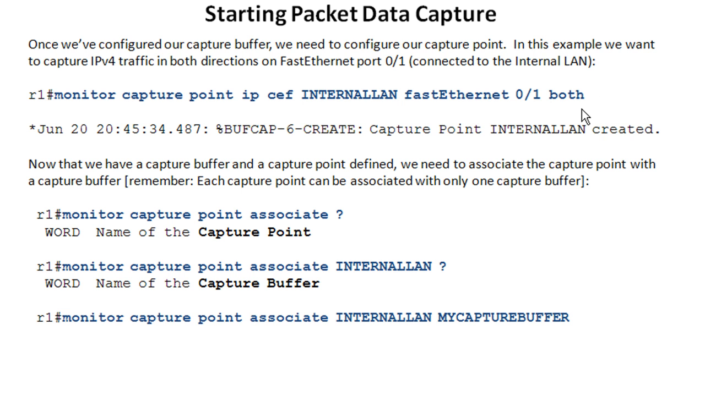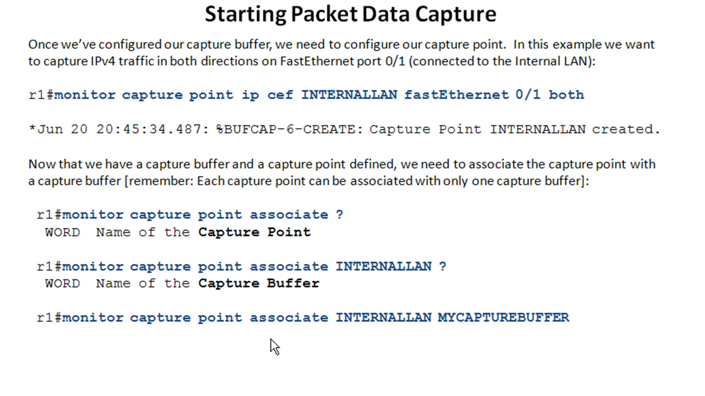And then you'll decide which direction. Do you want to go ingress, egress, or both directions? In this case, we're saying, let's go ahead and capture everything on FastEthernet 0/1 coming and going. When you do this, IOS is going to say, hey, you created this capture point. Now that you have both of these pieces, a capture point and a capture buffer, you need to associate those. You go and do that with the capture point as well. You associate a point with a buffer. I would use the IOS help here just so you get the order right. You're going to specify the point first and then the buffer.